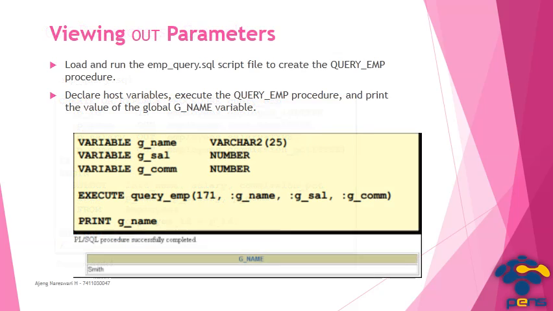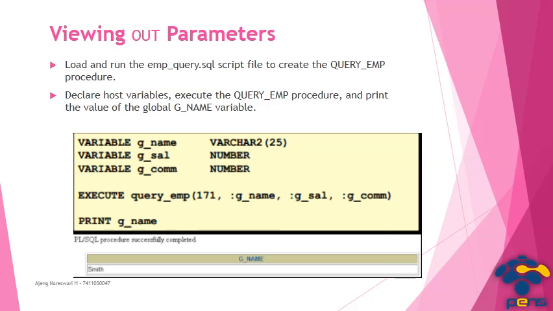Slash. When viewing out parameters, load and run the emp_query.sql script file to create the query_emp procedure. Declare host variables, execute the query_emp procedure, and print the value of the global g_name variable.